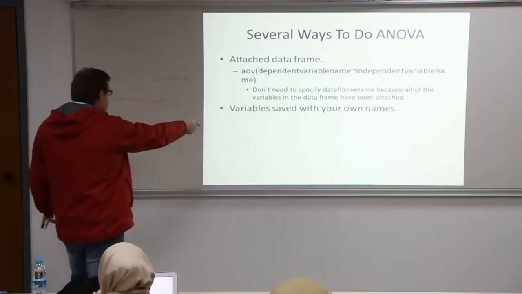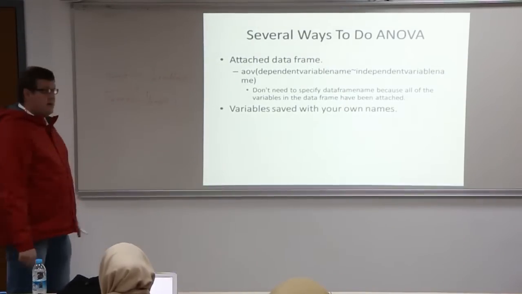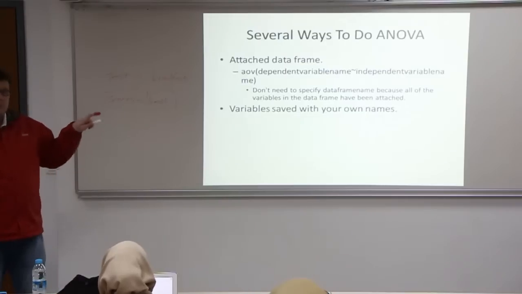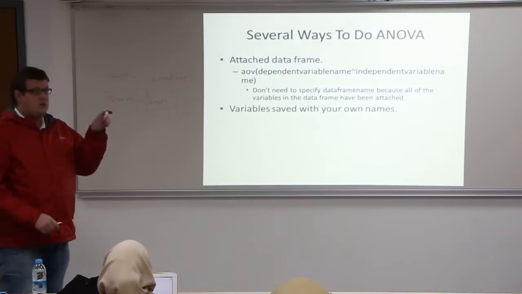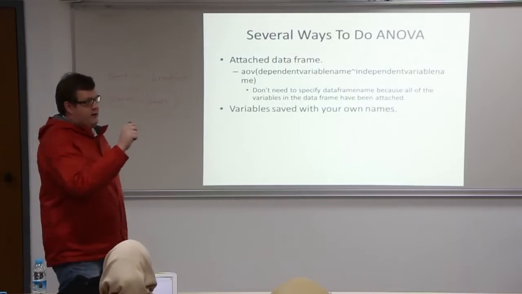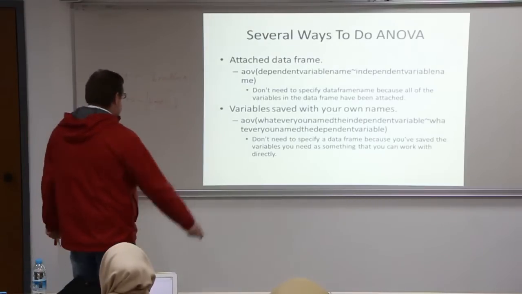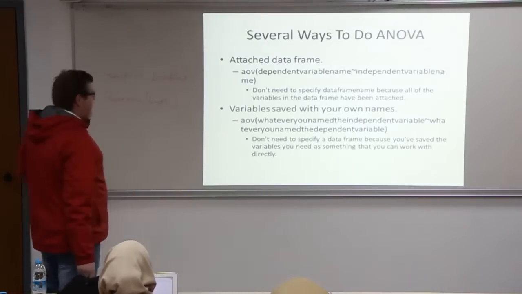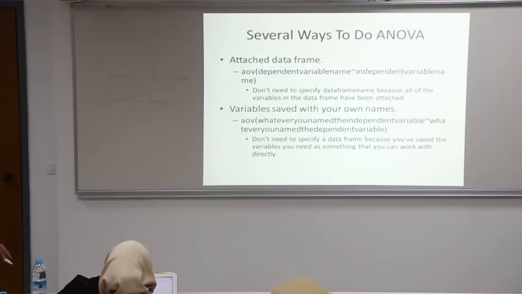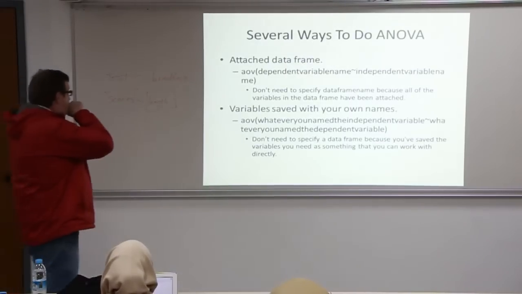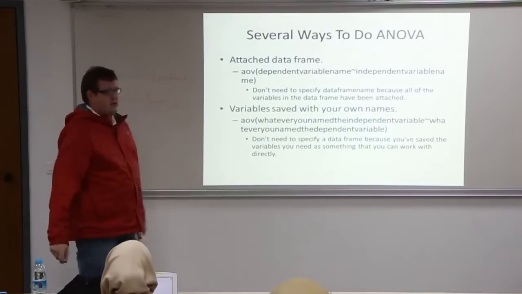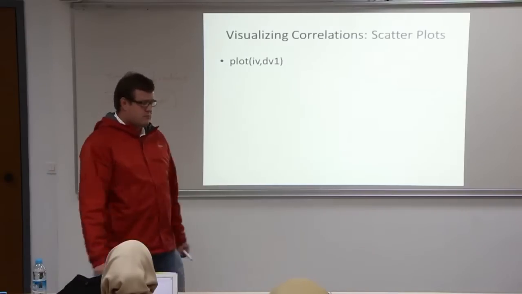You can also do it with variables saved with your own name. So if you did something like, my independent variable equals the data frame name $ independent variable, then you can do it like that: ANOVA, whatever you named the independent variable as a function of whatever you named the dependent variable. And you won't need to specify the data frame for that either.